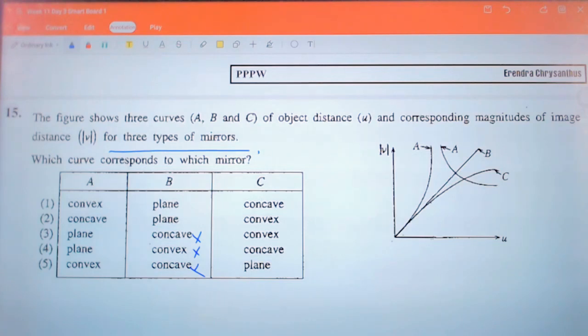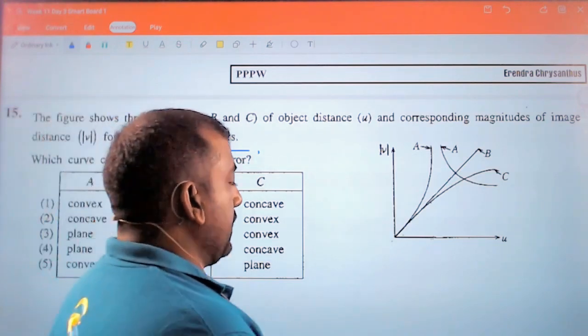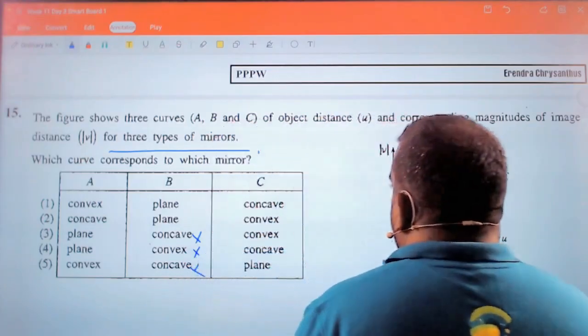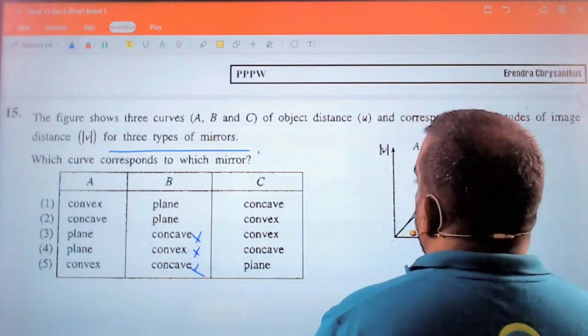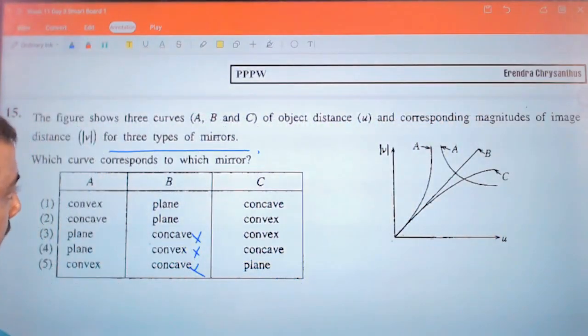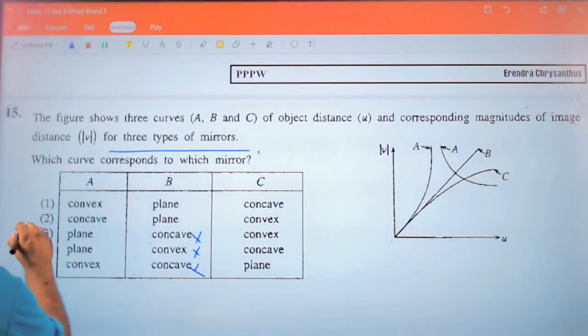So we look at the convex mirror. In a convex mirror, the image will seem to form behind it, so it's going to be smaller. And for the concave mirror, the image distance is going to be large. The correct answer is answer number 2.